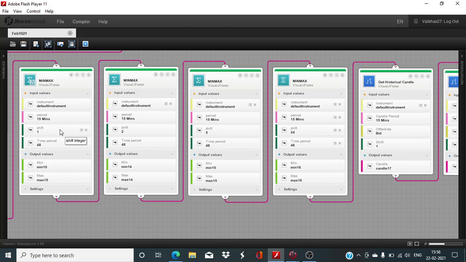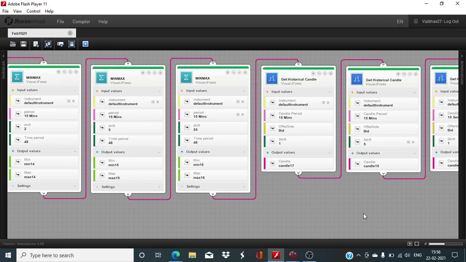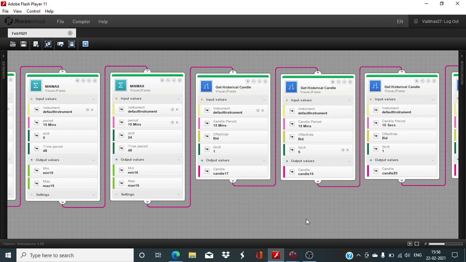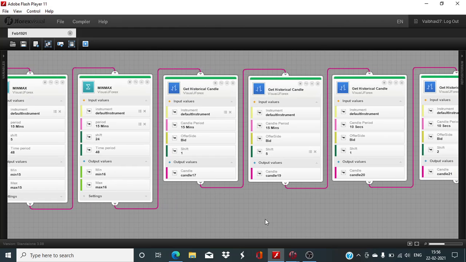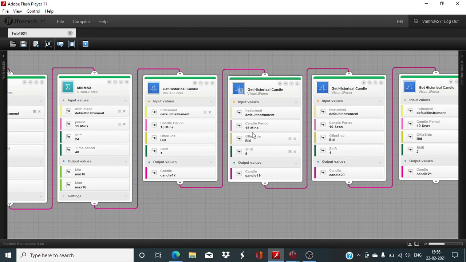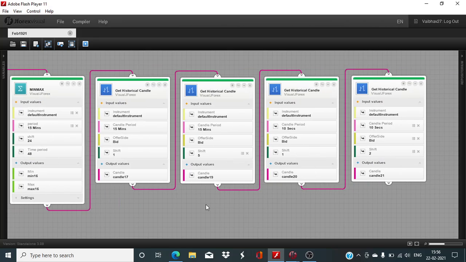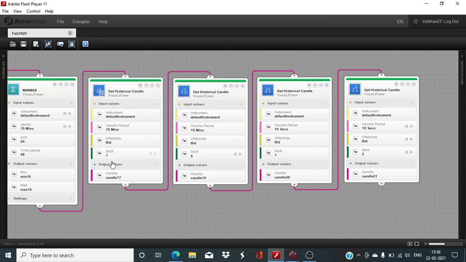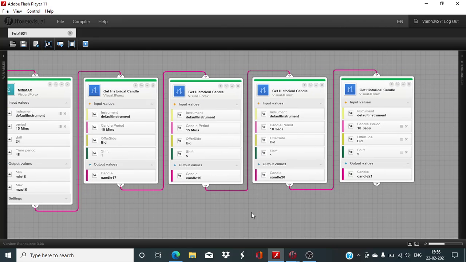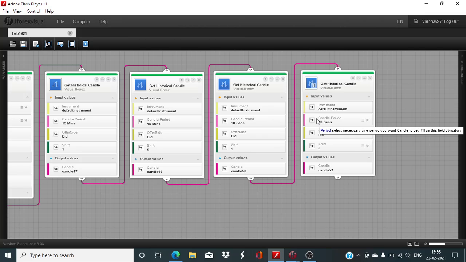Shift values are different, 1, 2, 5 and 24, to do the comparison, to see how the price action has unfolded. To look at the immediate price action, we will also be taking into consideration the various characteristics of last couple of historical candles. Here, these are 15 minutes candle with shift 1 and shift 5. And then to pinpoint the exact entry and exit point, the 10 seconds candles are also going to be used.